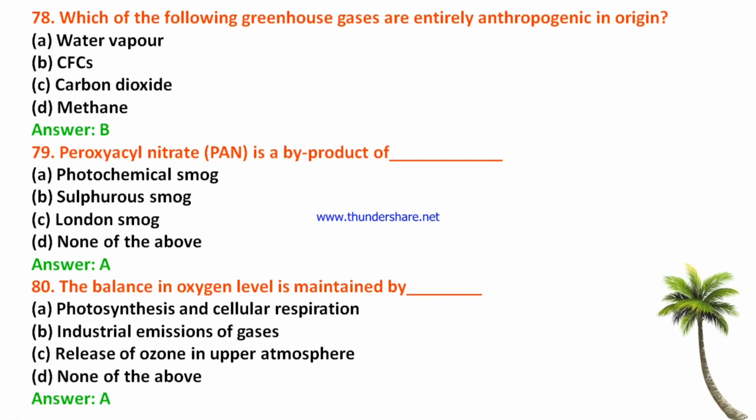Next, the balance in oxygen level is maintained by photosynthesis and cellular respiration, industrial emissions of gases, release of ozone in the upper atmosphere, or none of the above. And the correct answer is that the balance in oxygen level is maintained by photosynthesis and cellular respiration.